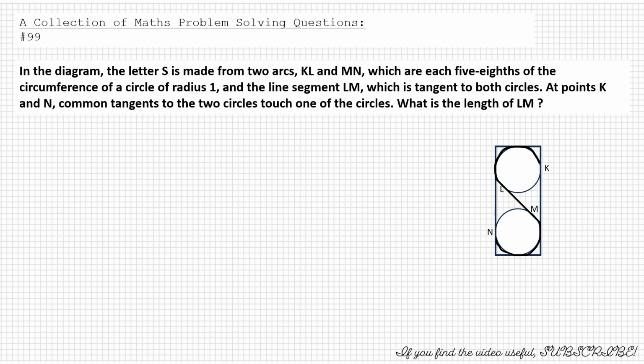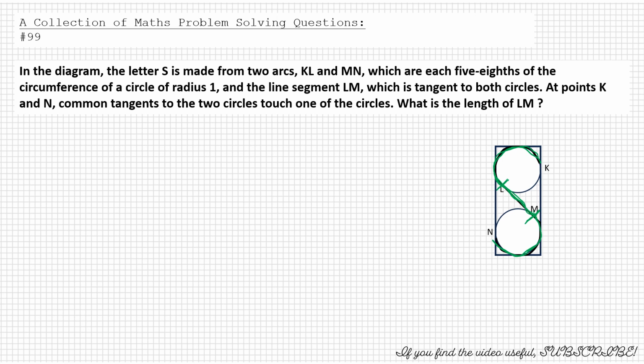In the diagram, the letter S is made from two arcs, KL and MN, which are each 5/8 of the circumference of a circle of radius 1, and the line segment LM, which is a tangent to both circles at points K and N.